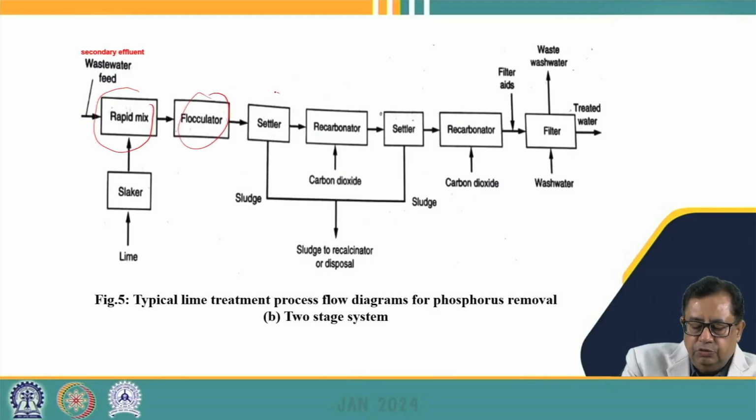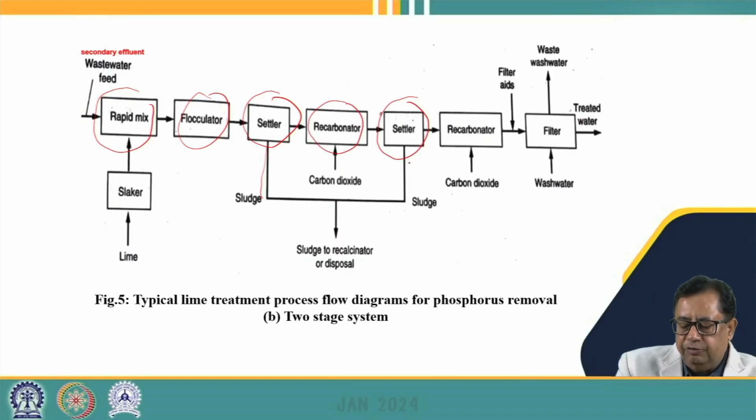Then after that it goes to a settler, where we maintain a very high pH and the sludge is generated from here. Similarly, after this we reduce the pH and take it to the second settling tank, after which the pH is reduced to less than 10. Then again we take it to the recarbonator, where the pH is further reduced, and after which we take it to the filter.